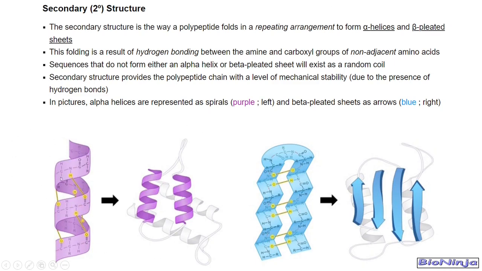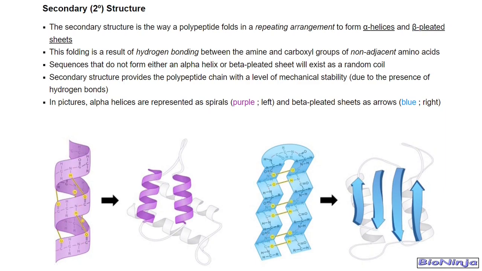You can see here that it's going round and round, swirling, and this is what you call an alpha helix. While on the other hand, you have here, side by side, the parts of the polypeptide chain that will have interaction, forming a beta pleated sheet, just like a zigzag formation of the polypeptide, which is symbolized here by arrows going in opposite directions. This is a result of hydrogen bonding among the amine and carboxyl groups of non-adjacent amino acids, which forms the swirls and the beta pleated sheets. So that would be the secondary structure.